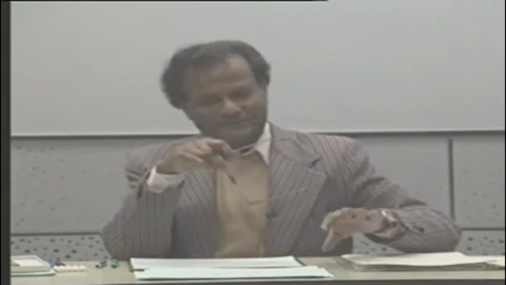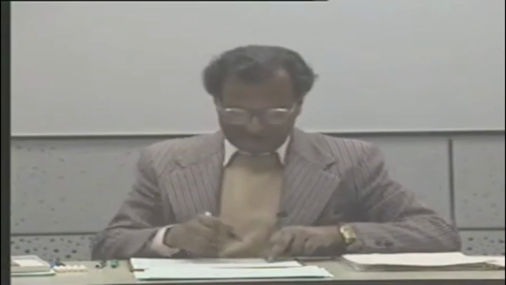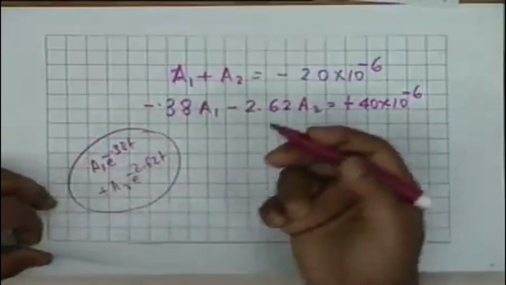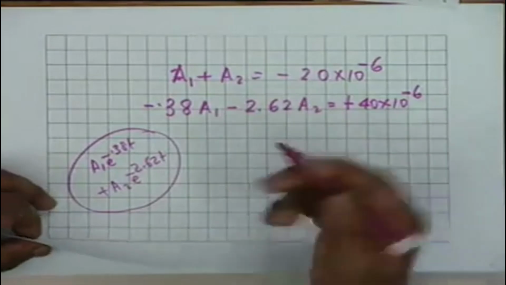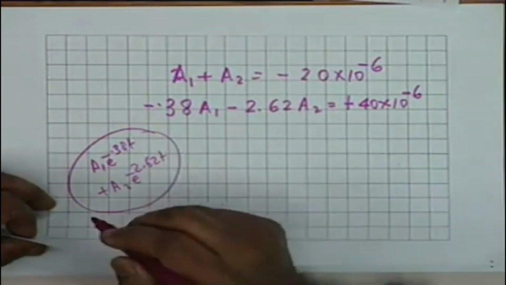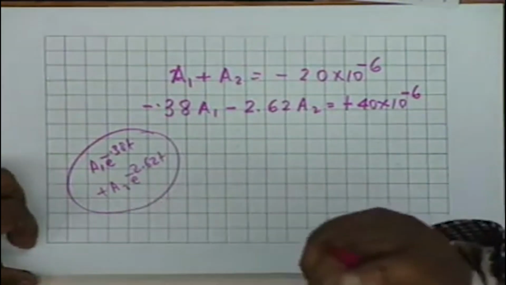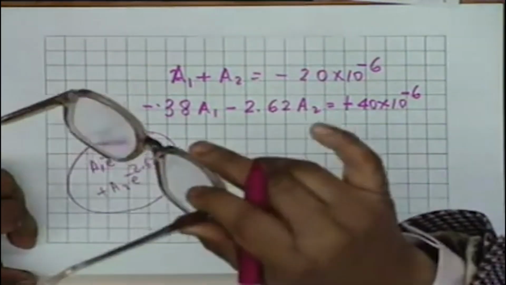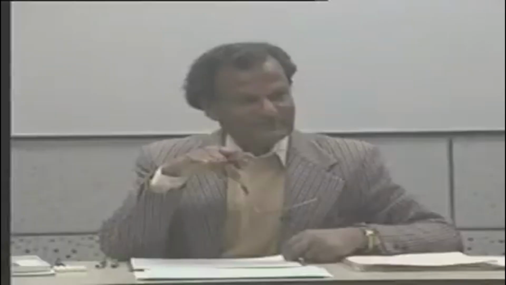Why? Because there is no other time at which the voltages or currents are known. At infinity, for example, natural response will automatically die. You see, you look at A1 e to the minus 0.38 t plus A2 e to the minus 2.62 t, at t equal to infinity it has to be automatically 0. So this is no condition, no boundary. You will have to look into the differential coefficient, and that is the clue. If it's a capacitor, then you look at dV dt. If it's an inductor, then you look at di dt.